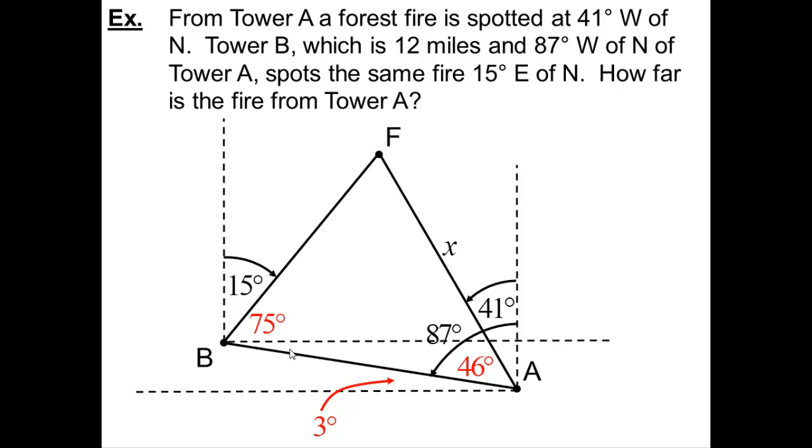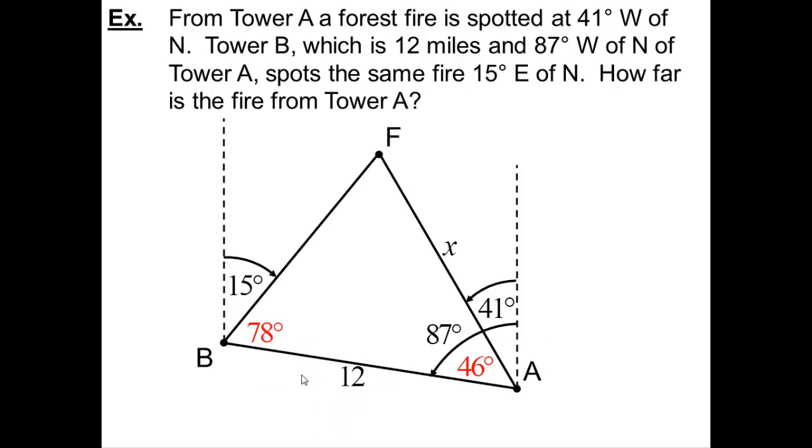But there's still a little bit extra down here. To figure out what the extra is, I can realize, hey, I've got an east-west line, another east-west line, and a line connecting east-west line to east-west line. In other words, a transversal. These two angles right here are alternate interior angles. Alternate interior angles are congruent. So if this is 3 degrees, then this angle up here is 3 degrees. So that means 75 and 3 would be a total of 78 degrees. I now have all the information I need.